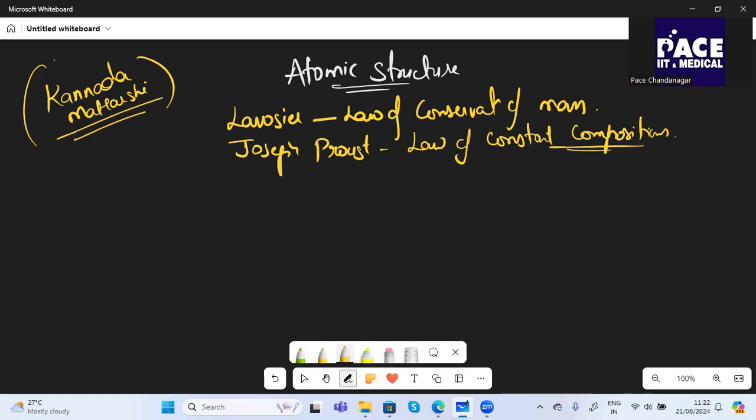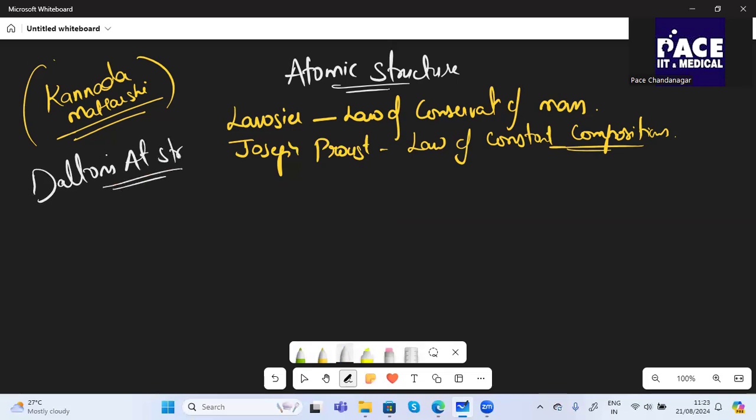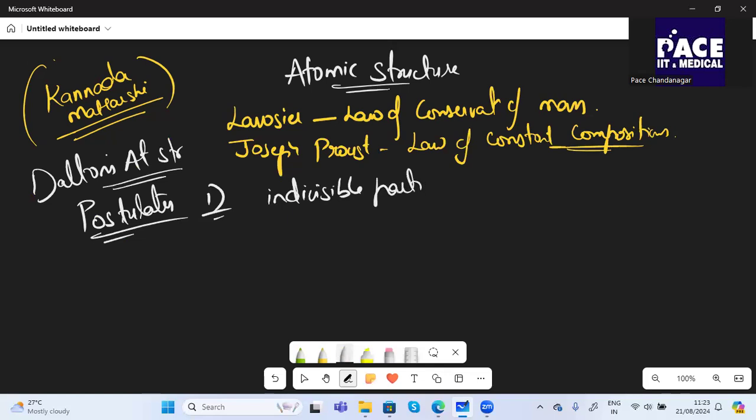A few of these theories we are going to discuss more later. The very first theory was given by John Dalton. Dalton's atomic model, you are all familiar with from your school syllabus as well. What are his postulates? Postulates are what he derived out of his experimentations. The very first postulate he gave is that matter is made up of small indivisible particles called atoms. Yes, indivisible particles.